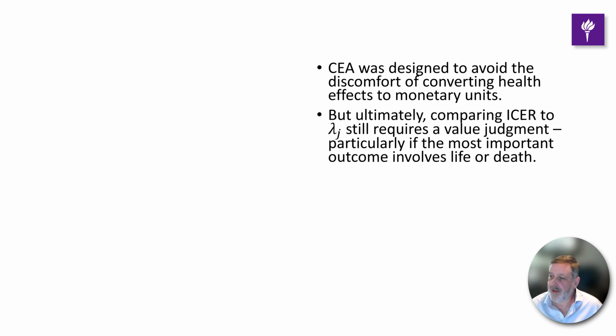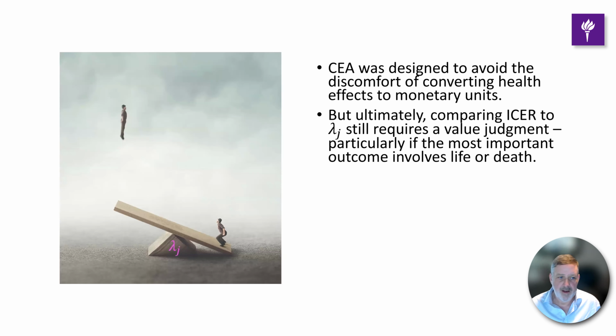So cost effectiveness analysis was designed to avoid the discomfort of converting health effects to monetary units. We no longer take improvement in outcomes, multiply it by willingness to pay, and subtract it directly from costs. However, we don't fully escape the problem. Ultimately, comparing the incremental cost effectiveness ratio to lambda J still requires value judgments, particularly if our intervention outcome happens to be life or death. And so everything pivots on the lambda J's. What we decide to choose as optimized depends on that willingness to pay.